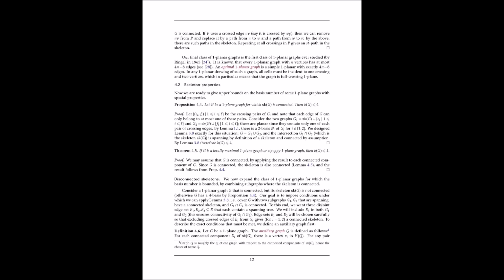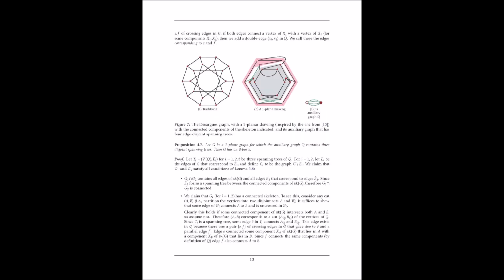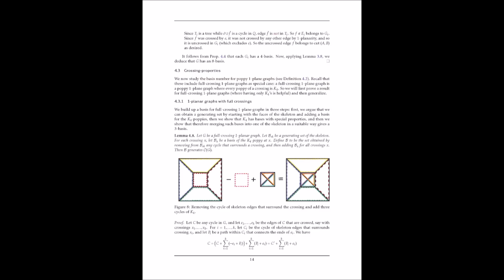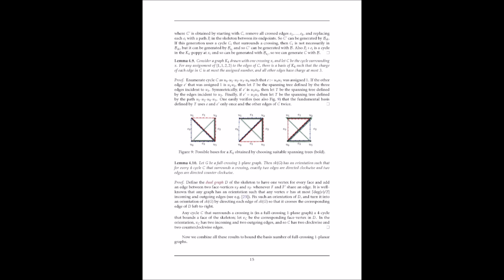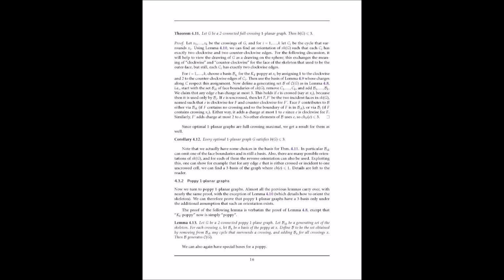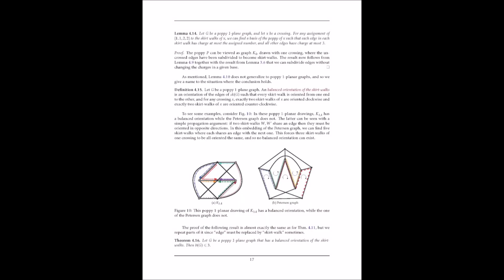Lead the way. All right, the first step is to focus on the skeleton of our poppy 1 planar graph, assuming it has this balanced orientation of the skirt walks. Our goal is to create a generating set for the cycle space of just the skeleton. Remember, a generating set is a collection of cycles that can be combined to create any other cycle within that subgraph. We talked about generating sets earlier. It's like finding a set of basic building blocks for all the cycles within the skeleton. How do we go about finding such a generating set for a planar graph like the skeleton?